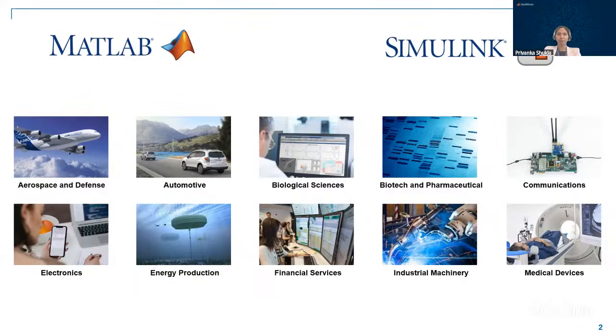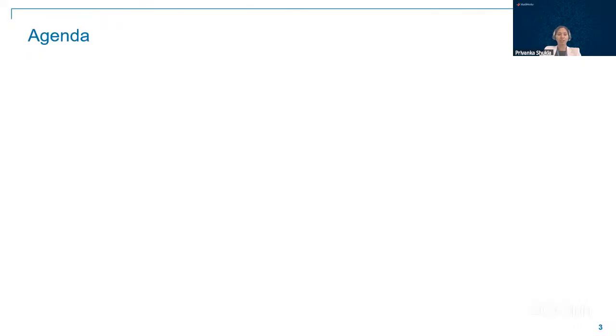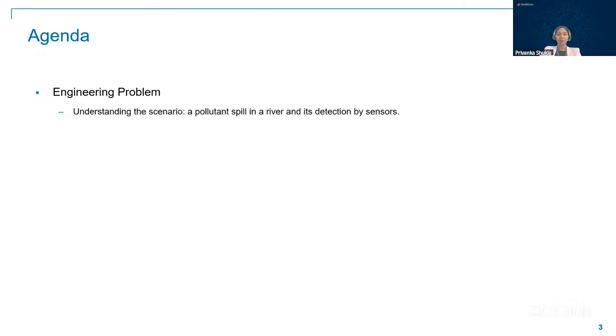In today's session, we will begin by outlining the engineering problem we are tackling. Imagine a pollutant spill occurring in a river. Our challenge is to detect and monitor this pollutant as it travels downstream using strategically placed sensors. We'll gain a clear understanding of the scenario, how a pollutant enters the river system, and the role of sensors in identifying and tracking its movements.